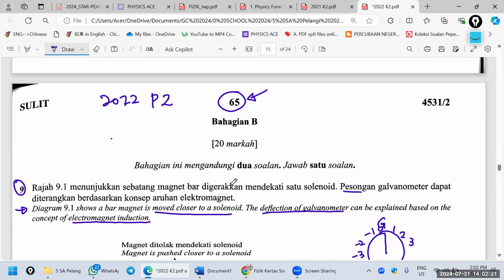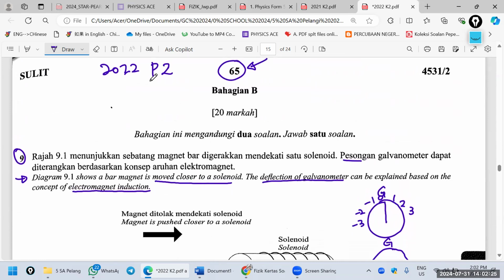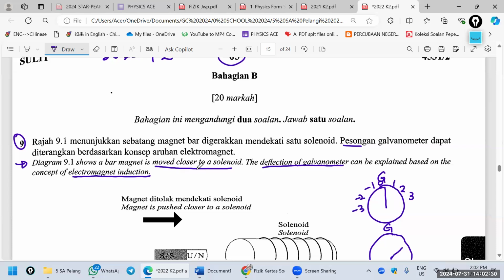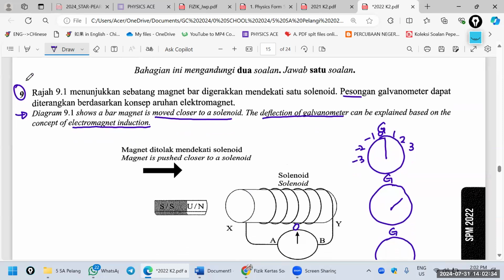Okay, so the 2022 paper is here, but 2023 is not yet released. When it is released, I'll auto stat it for you. Right. So number 9.